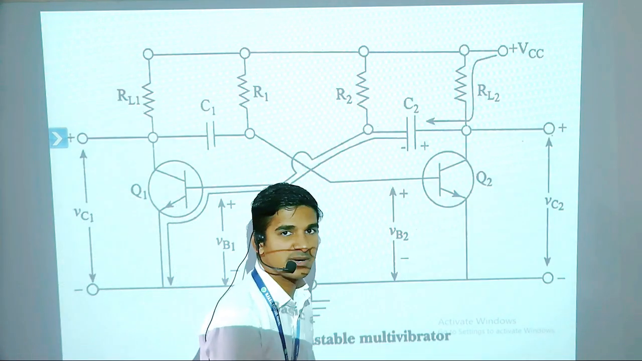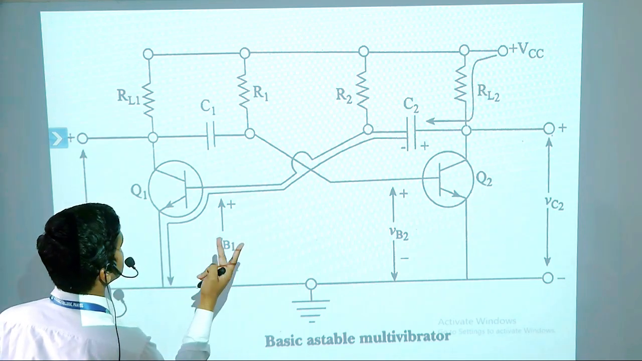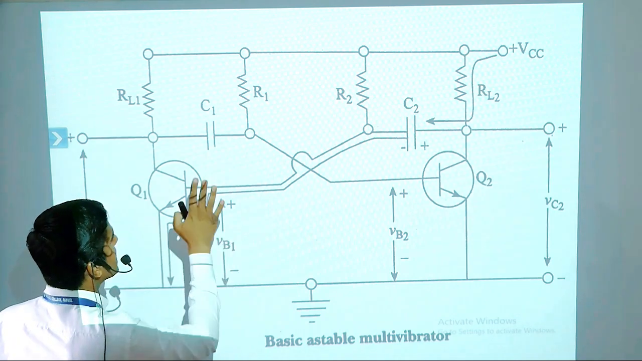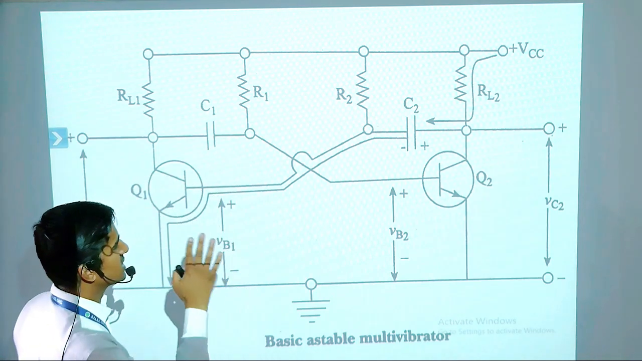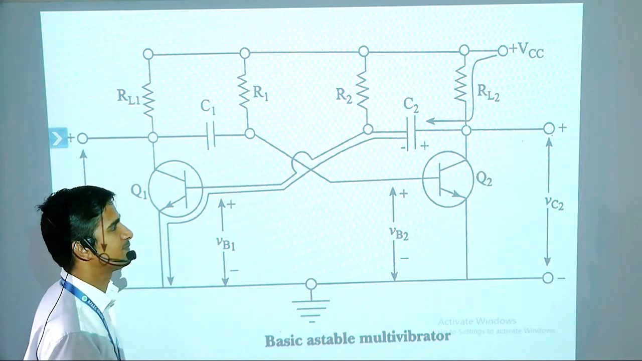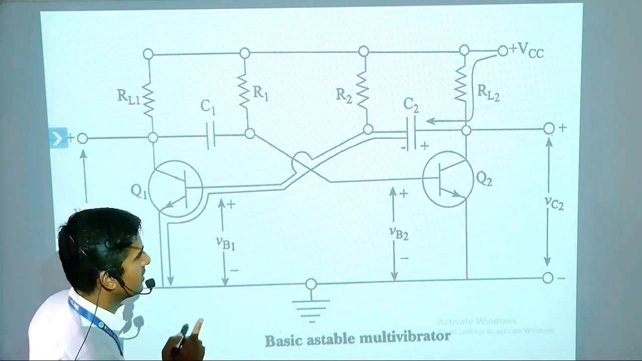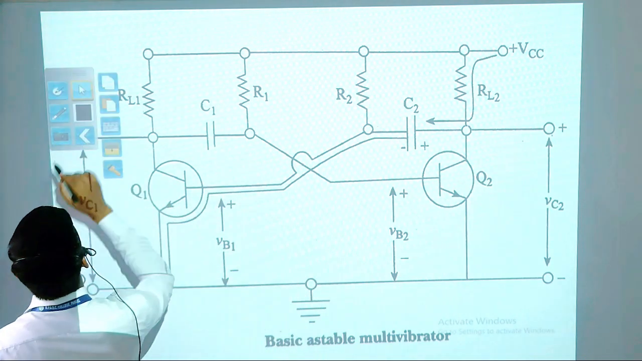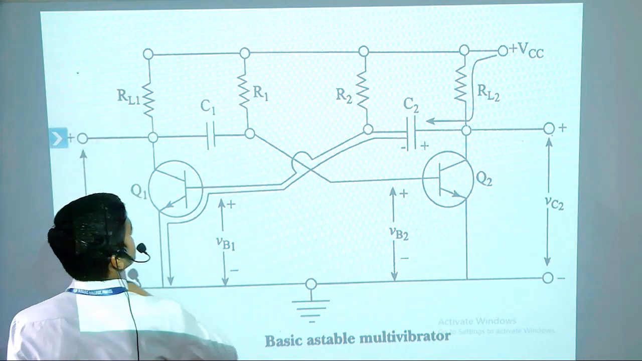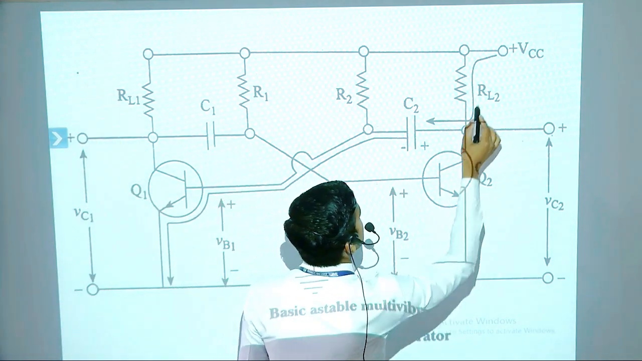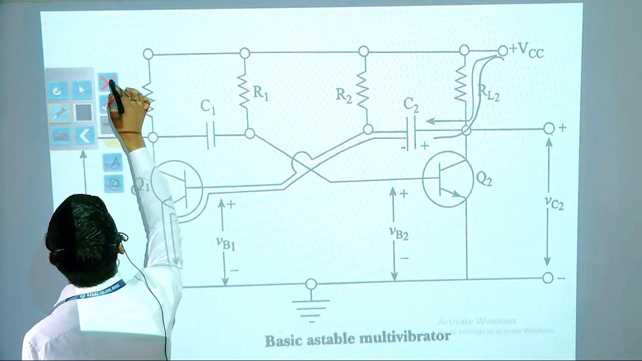In the transistorized astable multivibrator, there are two transistors, Q1 and Q2, two capacitors C1 and C2, and four resistors R1, R2, RL1, RL2. Today we discuss the astable multivibrator. First, how Q1 is on. First, capacitor C2 charges through RL2.